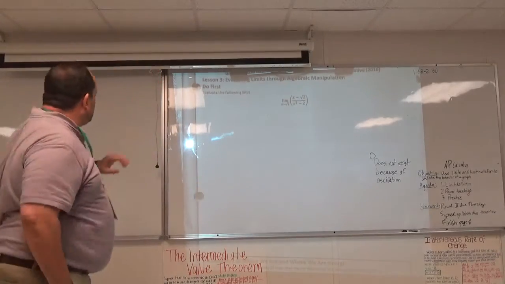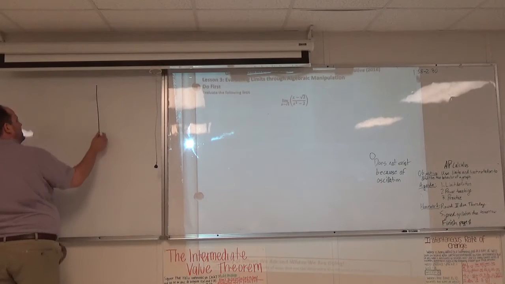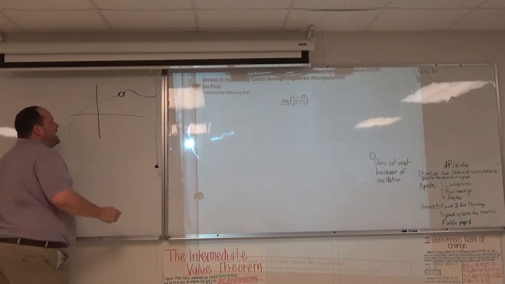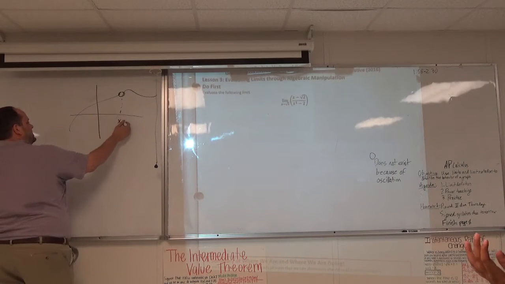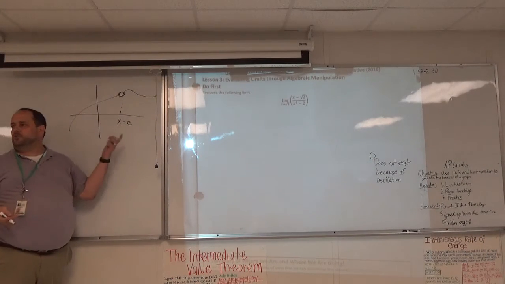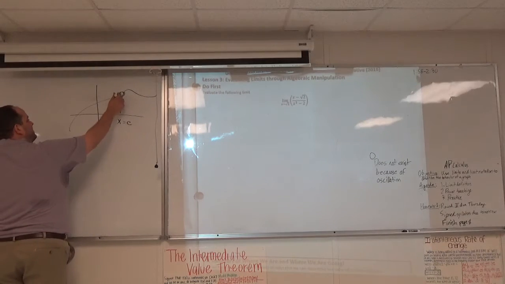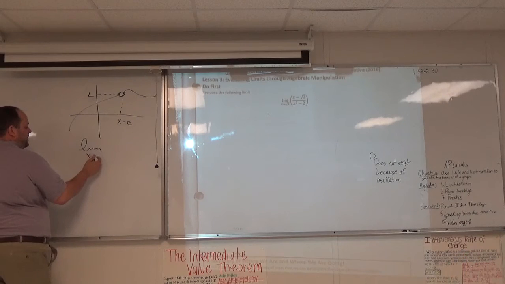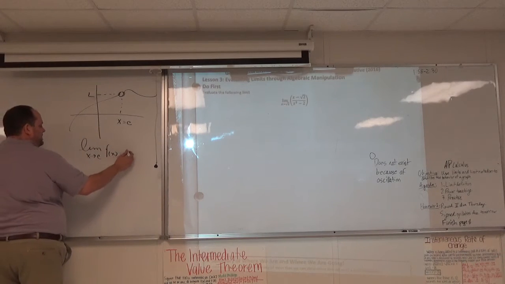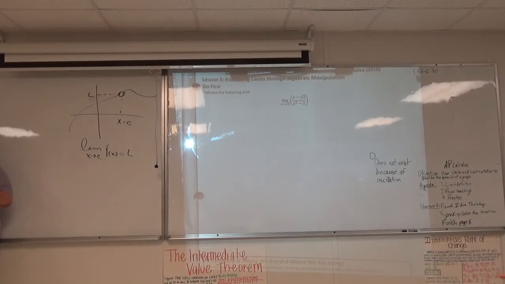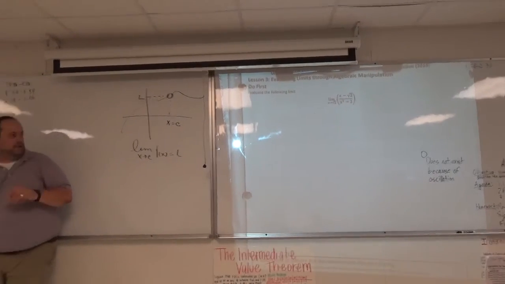I don't actually care in the world of limits what happens at that point. I just say if this is x equals c, and as I get arbitrarily close to c, the y values are getting closer and closer to L, then we're all going to say the limit as x approaches c of f of x is equal to L. Everybody all right with that? Good.